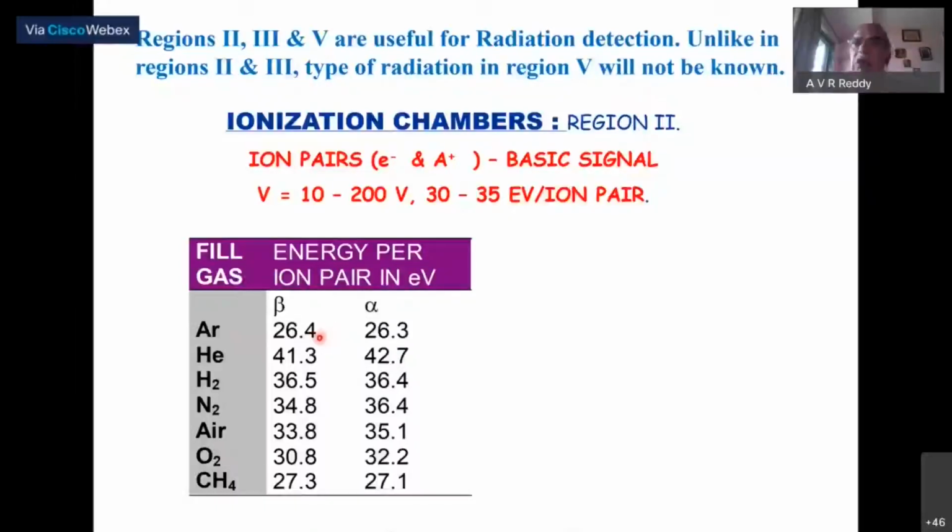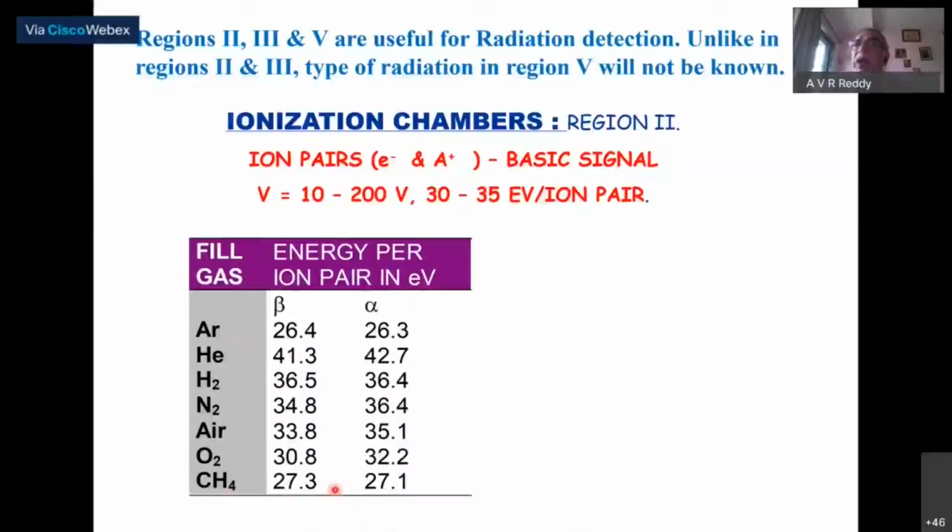Suppose, as in the example I told, you have about 2.6 MeV beta, then you get a lakh ion pairs in the initial interaction. If you put a bit of voltage, they can be separated and you produce the ion current. And helium is 41.3, hydrogen 36.5, nitrogen 34.8, air 33.8, oxygen 30.8, though normally people don't use it, and methane 27.3.